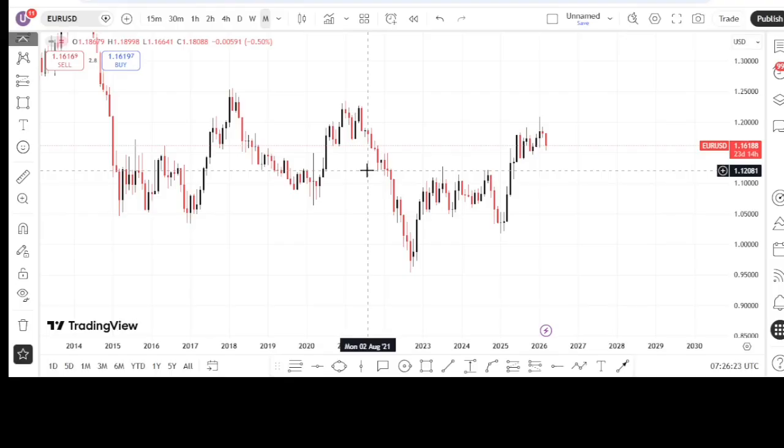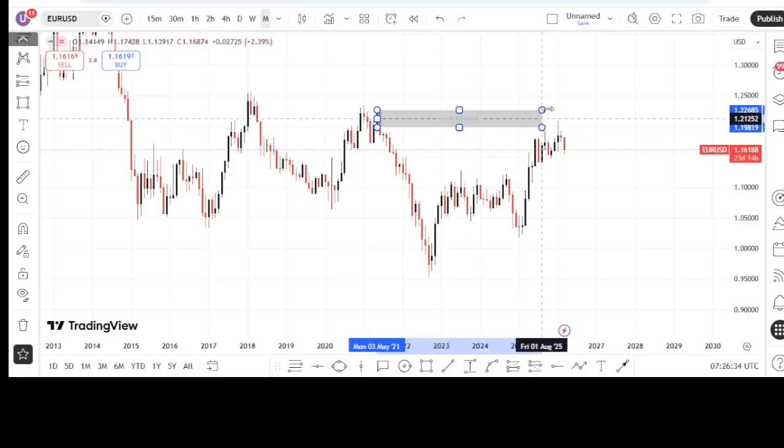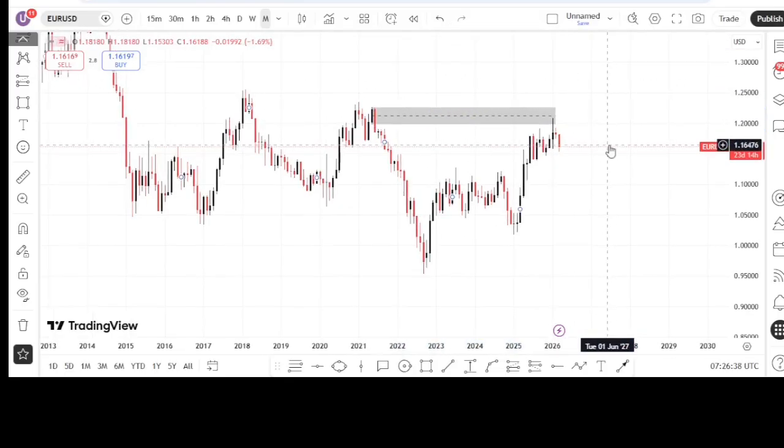I always tell you guys that Euro USD is at key level. Yes, you can see this Euro USD is at key level, and this particular level is the 78% Fibonacci retracement tool. And when price is at 78% Fibonacci retracement tool, we always expect price to sell. Yes, we always expect price to sell because price is at key area.